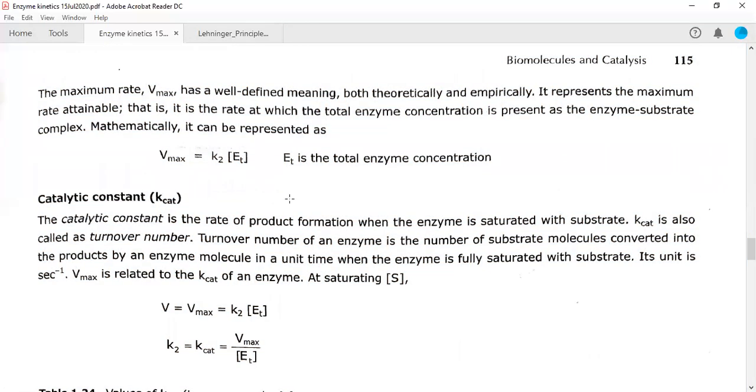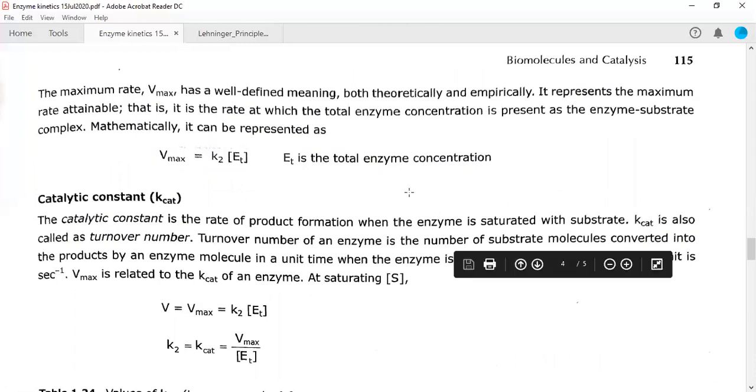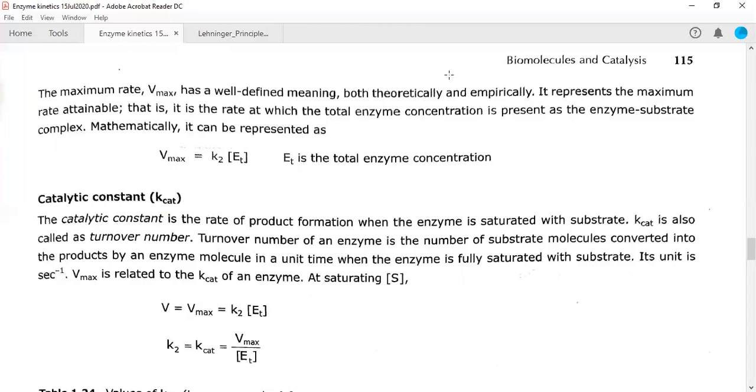Let us quickly finish this particular topic because we already have discussed this one. So the V maximum has a well-defined meaning, both theoretically and empirically. V maximum is the value at which all the enzyme is bound to the substrate, and the free enzyme is very, very less present in the solution. And it is the theoretically highest possible value of the rate of reaction which an enzyme can catalyze. So it represents the maximum rate which can be reached.